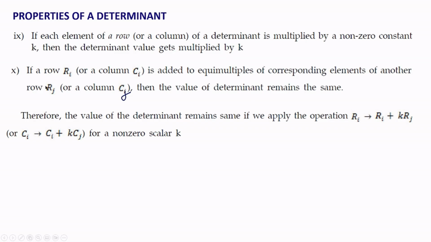Then the next property is if a row Ri is added to equimultiples of corresponding elements of another row Rj, then the value of the determinant remains the same. That is, if we perform the operation Ri changing to Ri plus k into Rj, or if we perform the operation Ci changing to Ci plus k into Cj, where k is any non-zero scalar, then the value of the determinant will not change. We usually use this property to simplify a determinant.